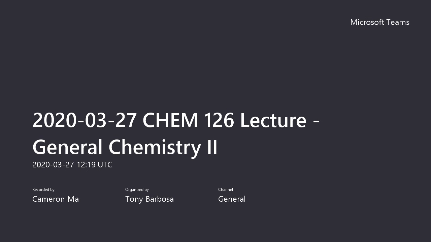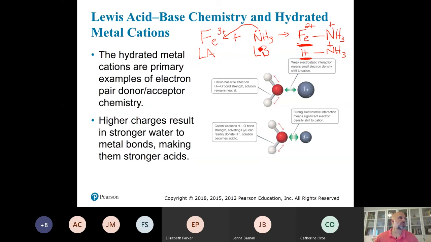Thinking about organic chemistry and just chemistry in general, large parts of organic chemistry consist of interactions between lone pairs or negative charges and positive charges.